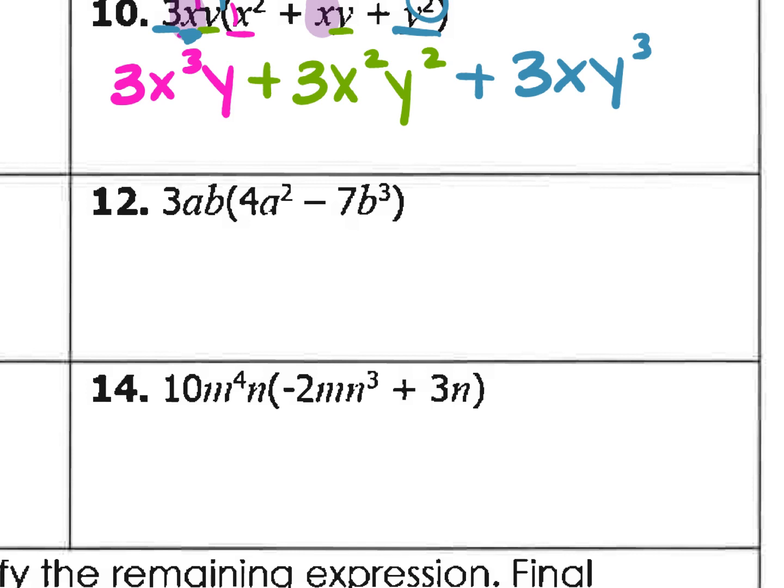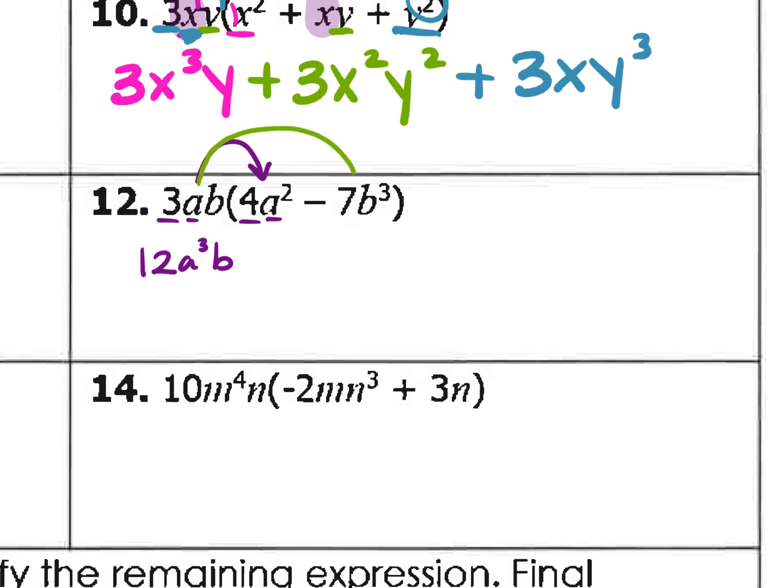All right, what did you get on number 12? What's your first term going to be once you distribute? 3 times 4 is 12. A times A squared is what? A cubed. And B what? So the first, just B. And you don't have to write the 1 in. Okay, so that's your first part.